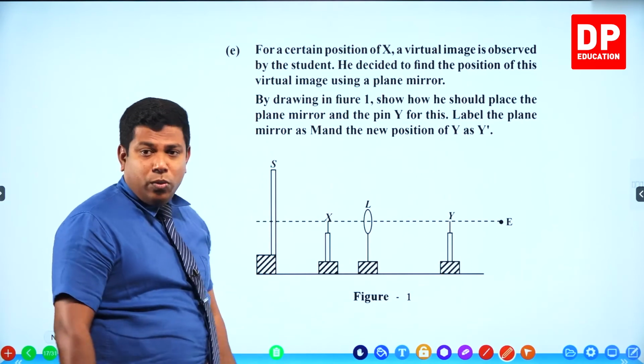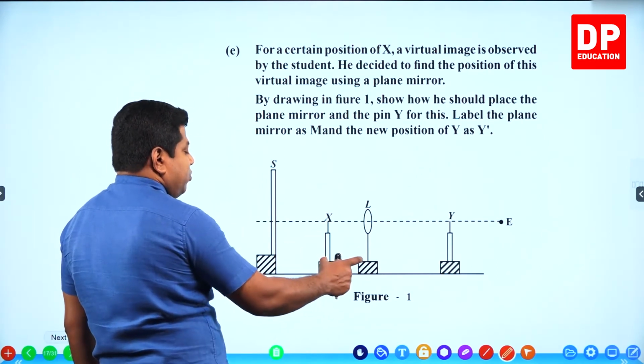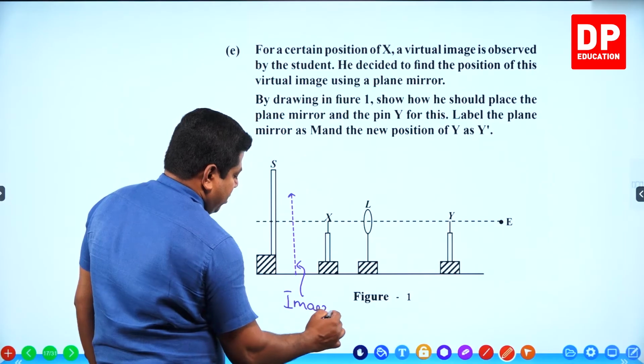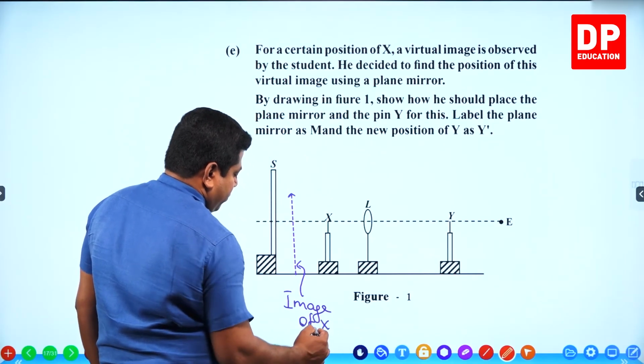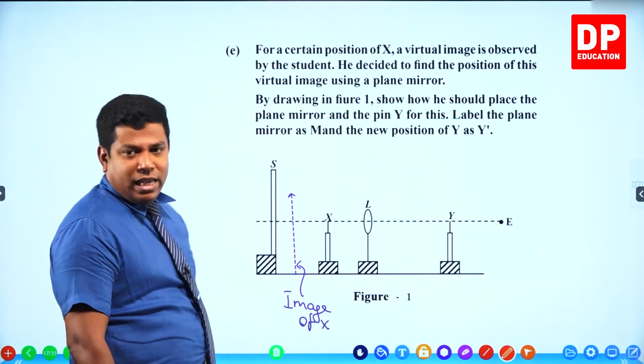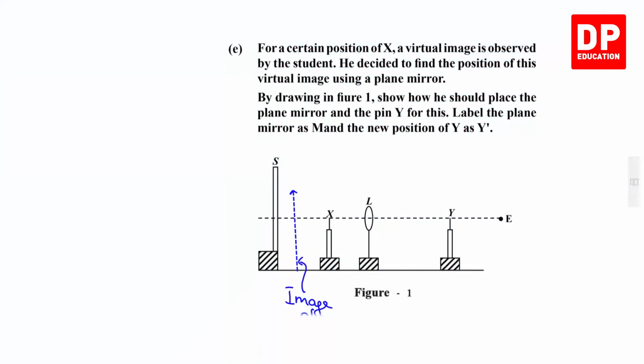Look at this. First we'll understand where the image of X is going to be. They say this is within the focal length, right? Then understand, somewhere like this only you are going to have the image of X. They did not ask you to draw the image of X. Anyway, for you to understand, I am drawing this. In the exam, you don't necessarily have to draw this image of X.